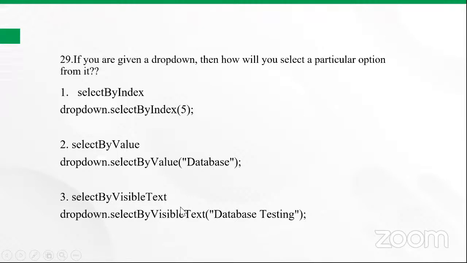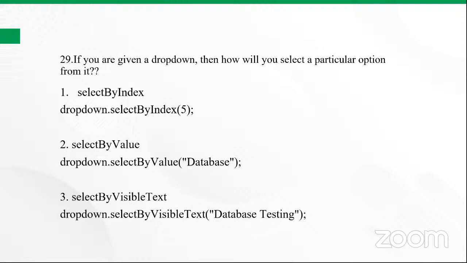The select by visible text is the text that is displayed in the UI, that you see on the screen when you load a web page. On the screen, it would be database testing. So that is the main difference. Visible text is nothing but what the user sees on the UI, on the screen. Value is something that is seen when you inspect that element. Value will be the attribute, and corresponding to that attribute, there will be a value.